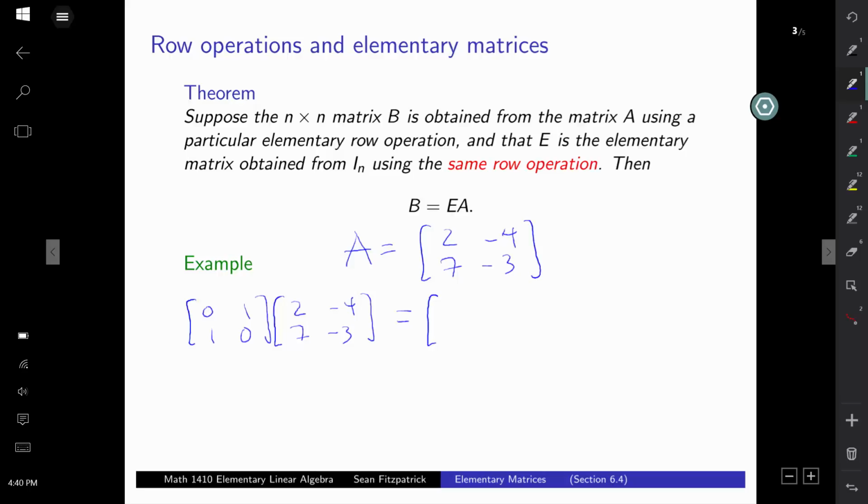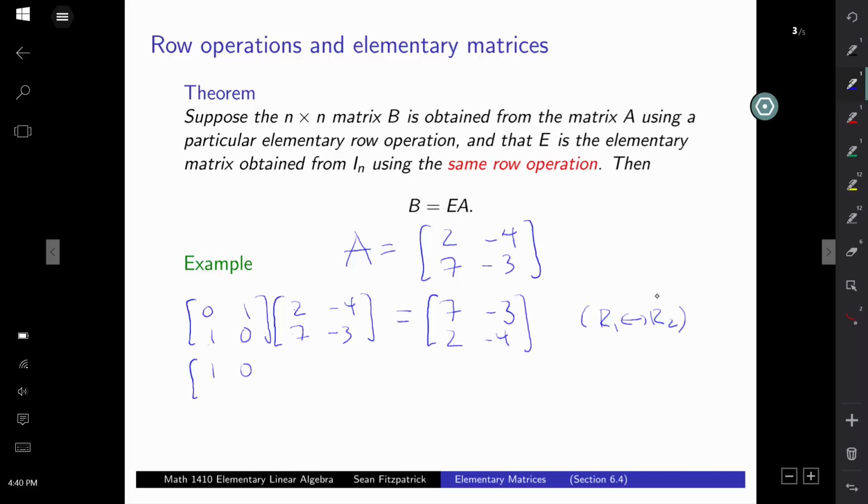we just do the usual row times column procedure. Row 1 times column 1: 0 times 2, 1 times 7, 7. Row 1, column 2: 0 times minus 4, 1 times minus 3, minus 3. Row 2, column 1: 1 times 2 plus 0 times 7, 2. Row 2, column 2: 1 times minus 4, 0 times minus 3. And you can see that's exactly what we would have obtained if we had done the row operation of switching row 1 and row 2. If we had swapped the two rows of our matrix, we would get this matrix here.